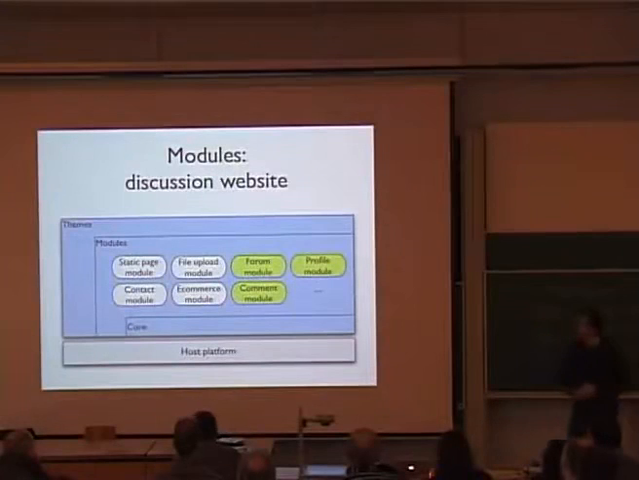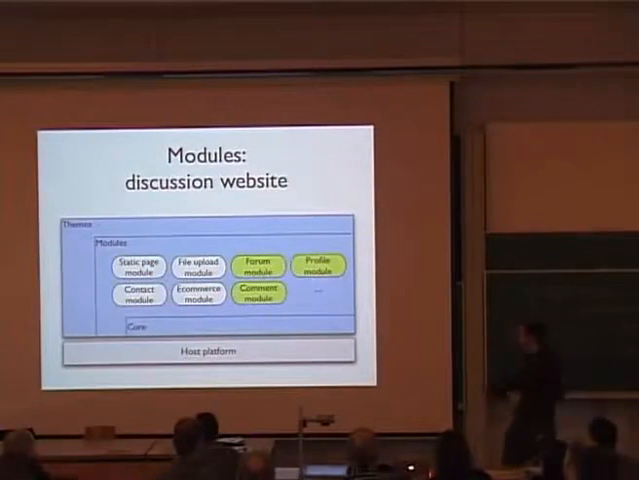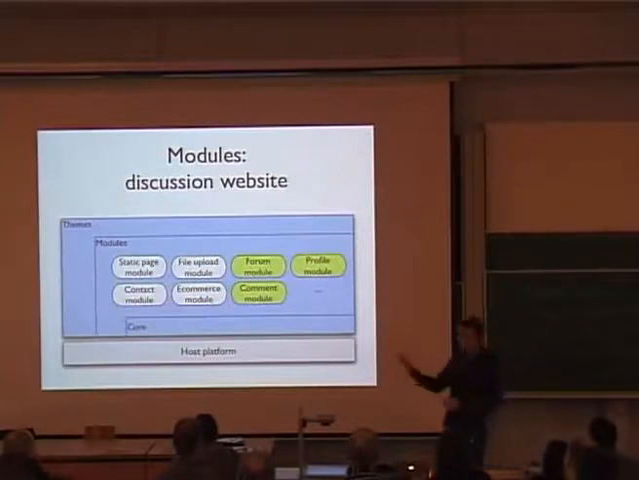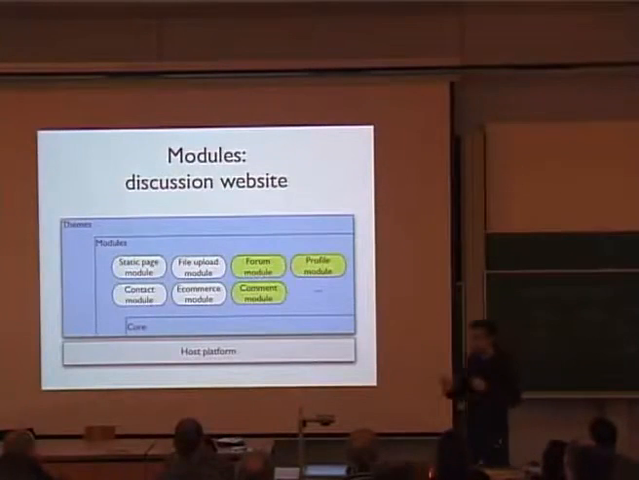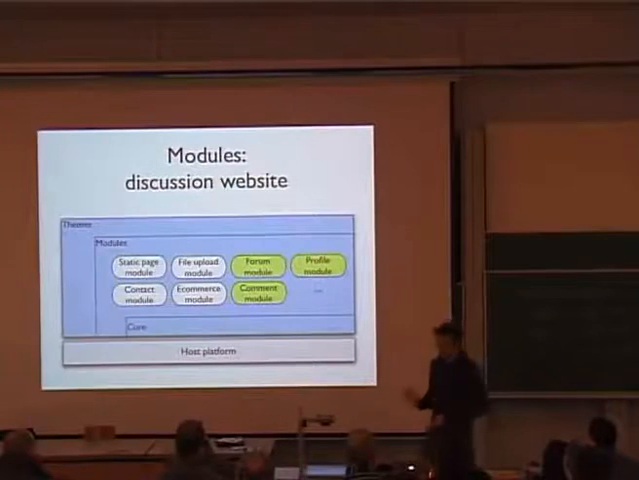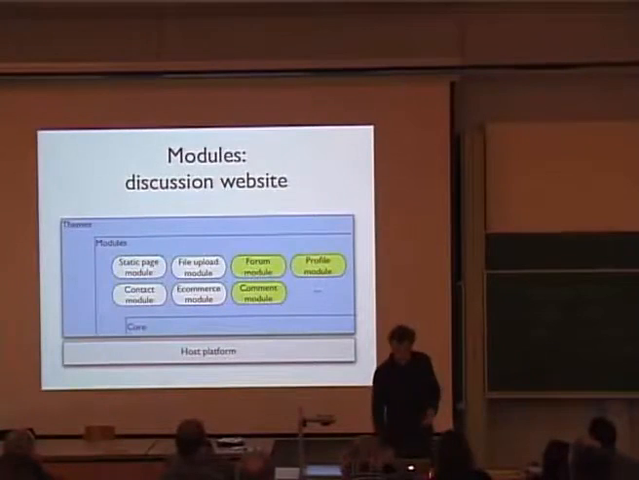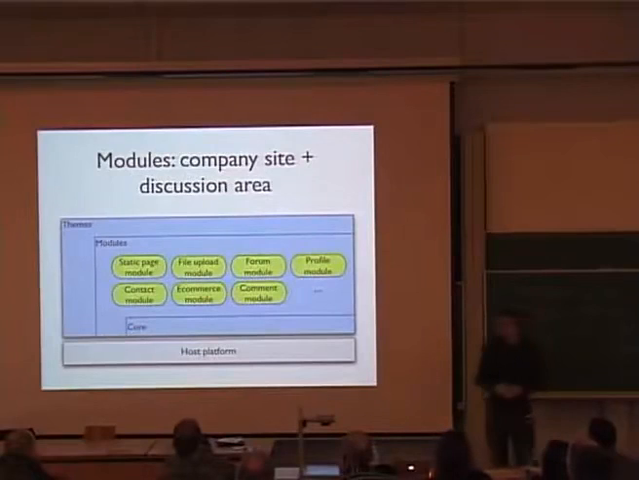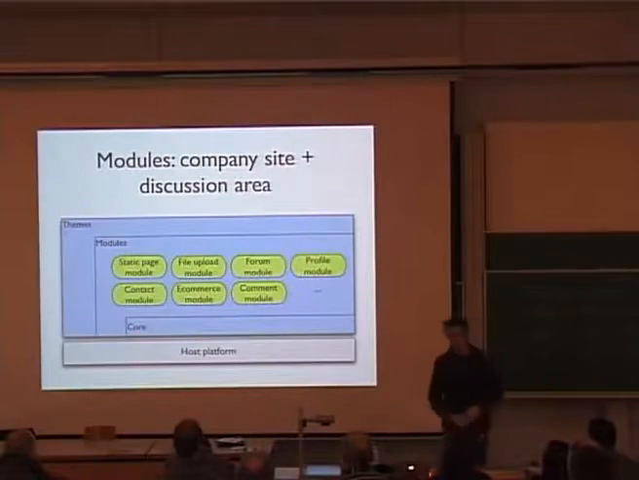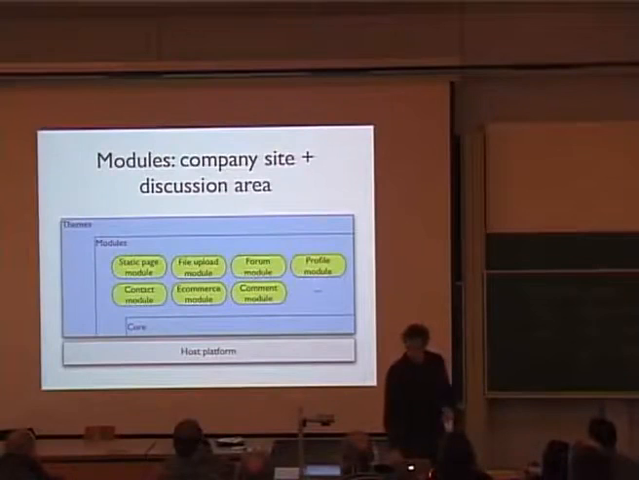So if you want to make a discussion website, you just enable a different set of modules. In this case, for example, you would enable the forum module, the profile module, and the comment module. So you could have discussions on your website, and the users of your site could provide a profile, upload a picture of themselves, mention the URL of their website, and so forth. Now, if you want to create a company website that also has a discussion area, you just enable all the modules.